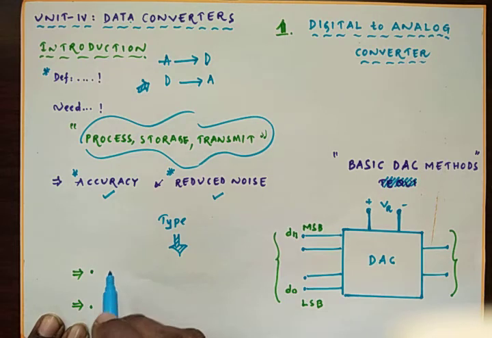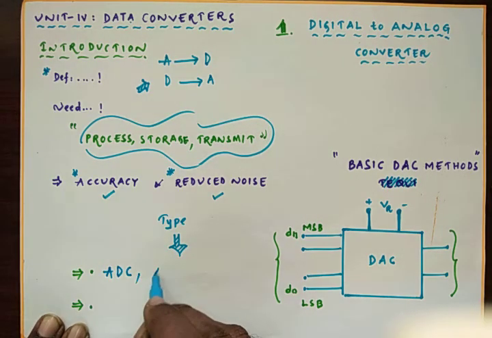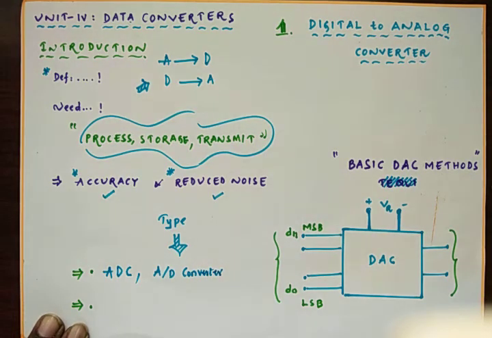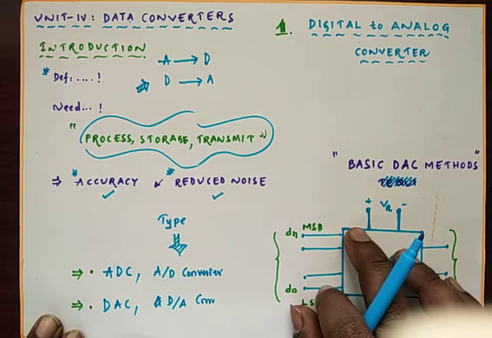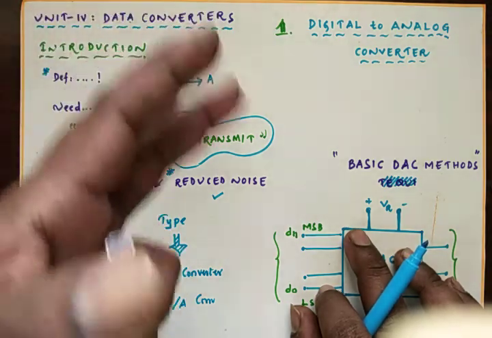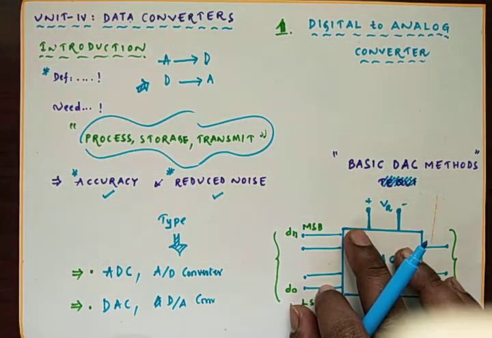One is the analog to digital converter, in short we can call it ADC, or we can call it an A by D converter. That is nothing but the analog to digital converter. Coming to the next one, that is the DAC, digital to analog converter. We can call it a D by A converter. So these are the definitions and the necessity of these data converters.